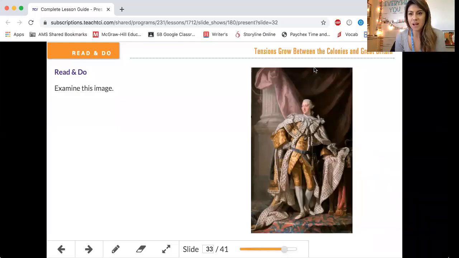Hi, fifth grade. Welcome to the read and do portion of chapter 10. Tensions grow between the colonies and Great Britain.